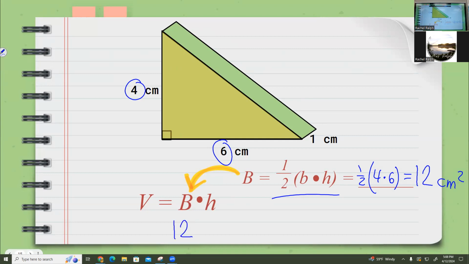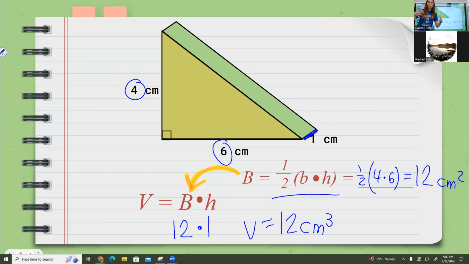Now we have our height. What is the height of our prism? Just 1 centimeter right now. 12 times 1. So the volume of our prism is 12 centimeters cubed. We're finding how many cubes fit inside of here. It's a good way to remember, cubed.